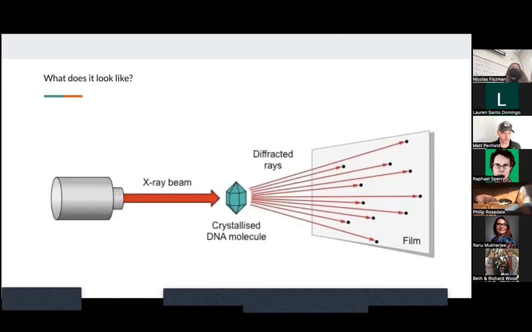Here you can just see a visual model that shows how X-ray diffraction works. The X-ray beam goes through the crystal and then diffracts onto a film right here. This is the diffraction pattern and is then analyzed on a computer to determine the arrangement of the molecules.